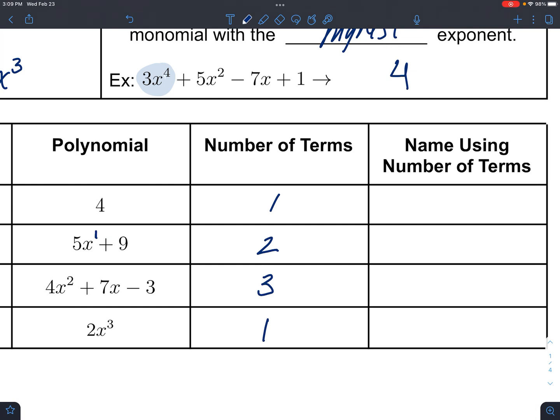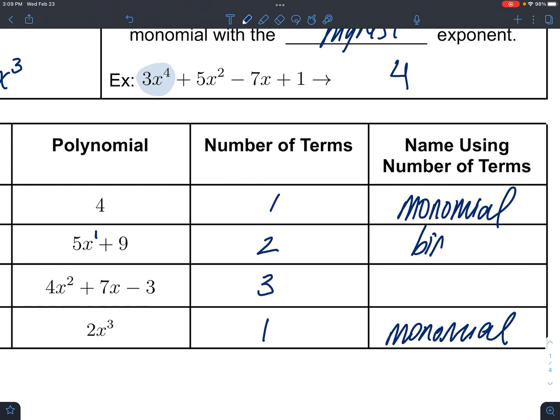So the name for 1 term is monomial. I've already done that. So that's true here and here. 2 terms is called binomial, like a bicycle, right? 2 wheels. And like a tricycle, you have trinomial.